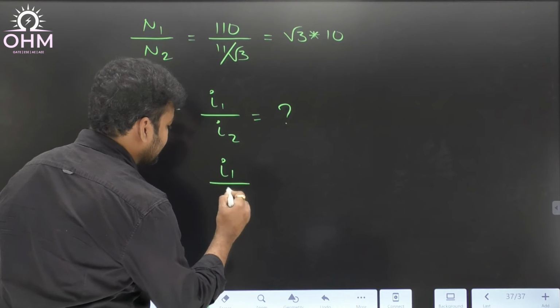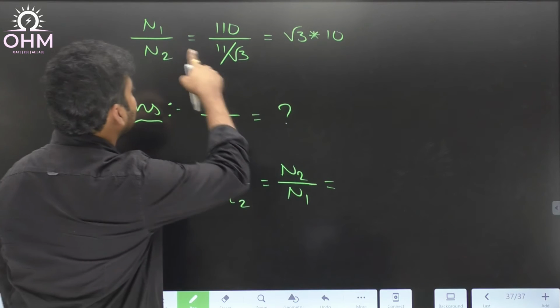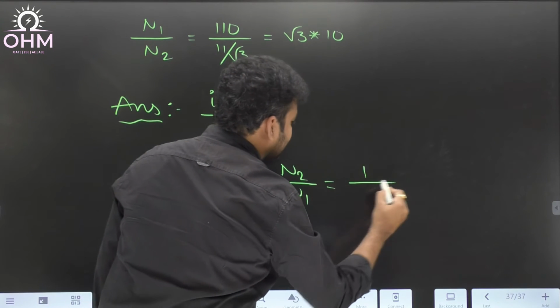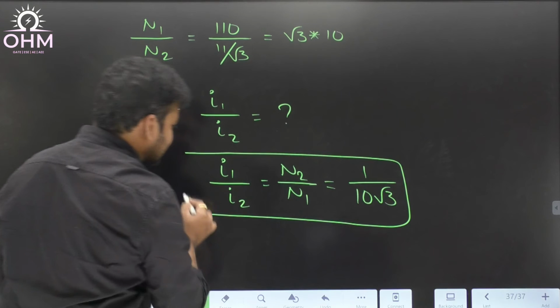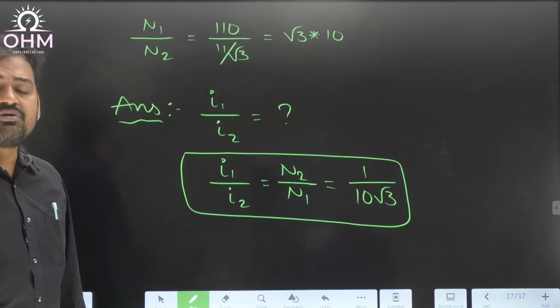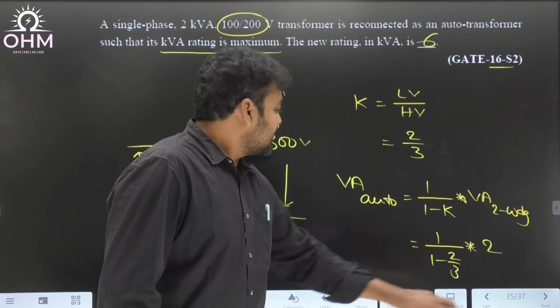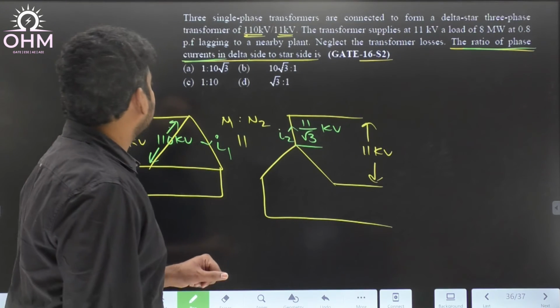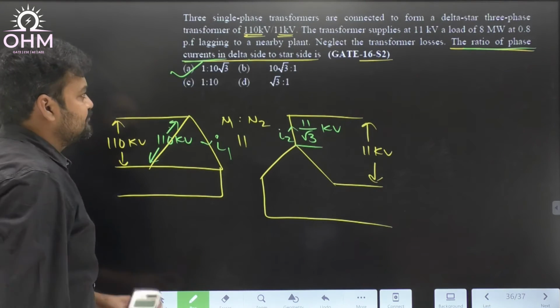So I1 by I2 is equal to N2 by N1. So what is N2 by N1 from here? 1 by 10 root 3. That's all. So this is the delta side phase current to star side phase current ratio, 1 by 10 root 3. That means what is the answer? 1 by 10 root 3. So option A is correct.